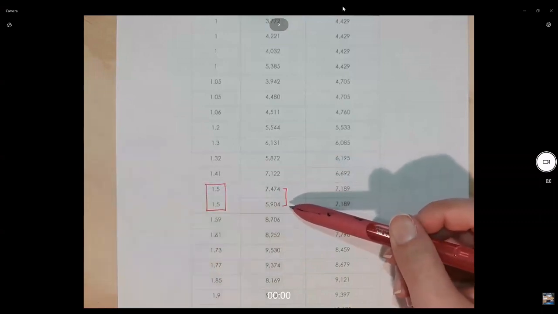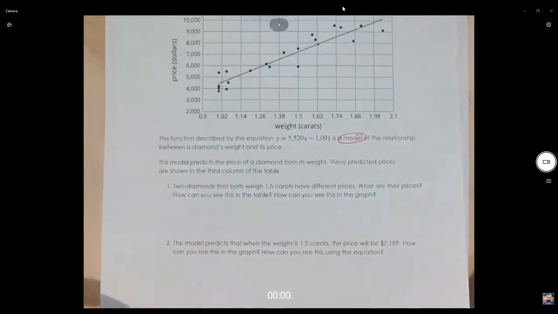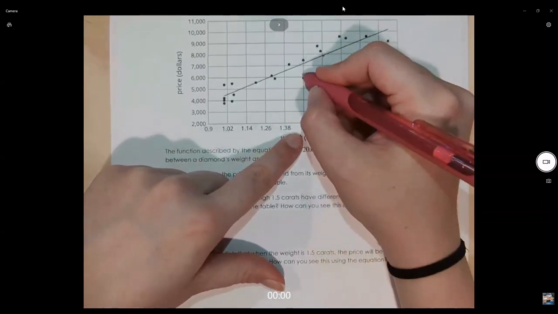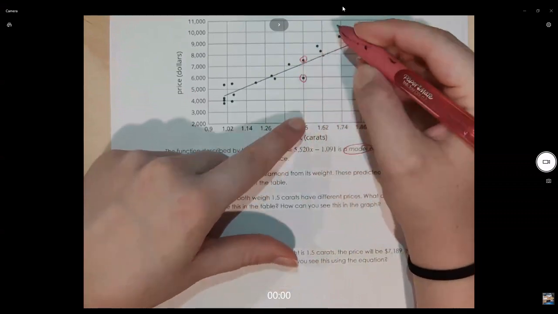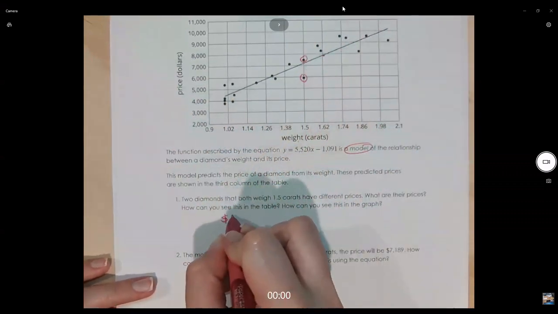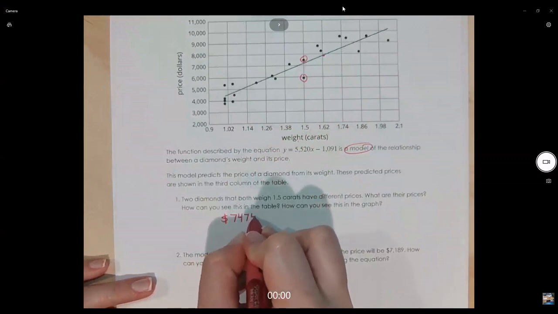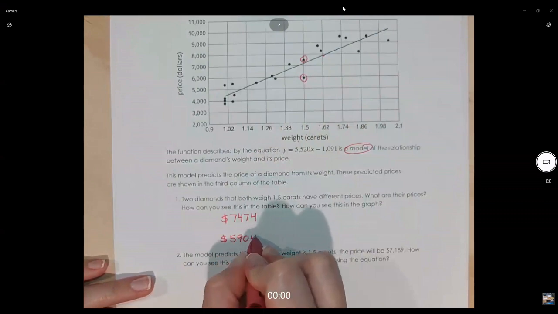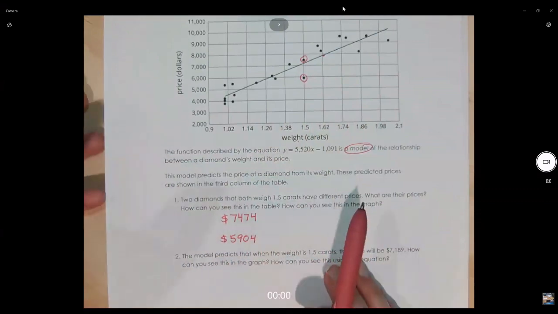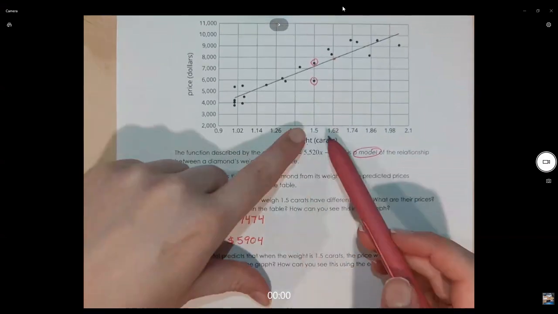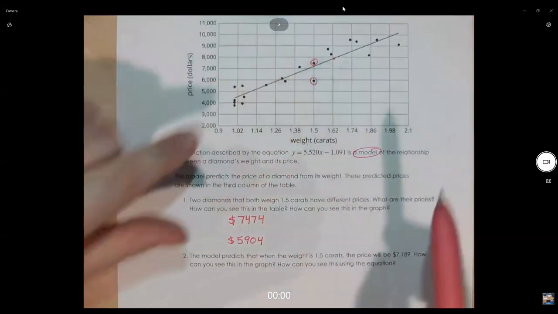So let's see if we can find those on our scatter plot as well. So we would go over to 1.5 and we would go up and we'd see these 2 points. So this represents the 2 points. So the two prices were 7,474 and 5,904. So in the table, we can see just by going to that value. And then in the graph, we can see by finding those 2 points in the scatter plot.